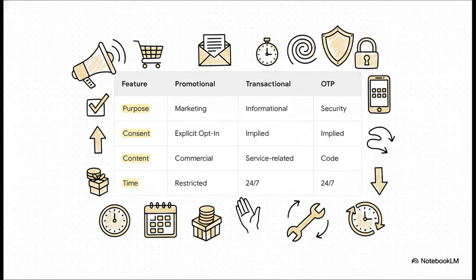Okay, think of this table as your ultimate cheat sheet for this whole explainer. On one side, you've got promotional, which is all about marketing. Then there's transactional, for pure information. And finally, OTP, which is all about security. Now, pay close attention to the columns for purpose and consent. This is where everything changes. A promotional text is trying to sell you something, and for that, it needs your crystal clear permission. A transactional message, though, that's just giving you info you've already asked for. Let's break them down one by one.